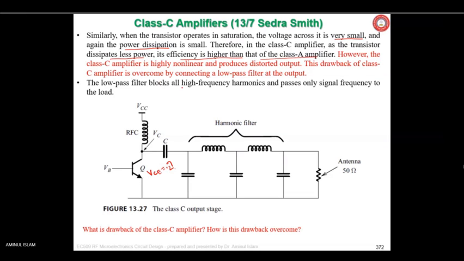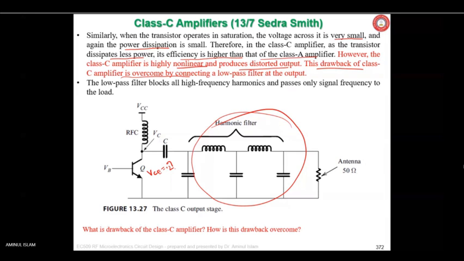However, the class C amplifier is highly nonlinear and produces distorted output. This drawback of the class C amplifier is overcome by connecting a low pass filter. Distortion is very high, harmonics are there, so they have to be suppressed. For that, an LC low pass filter is used here.